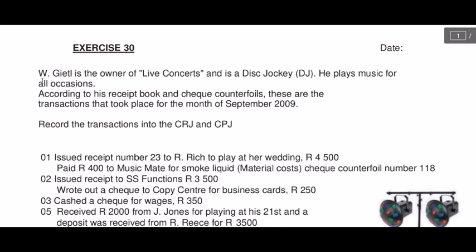It's again W. Gietel, who is the owner of Live Concerts, and he is a DJ who plays music for all occasions. According to his receipt book and check counterfoils, these are the transactions that took place for the month of September 2009, and you have to record the transactions into the CRJ and the CPJ.